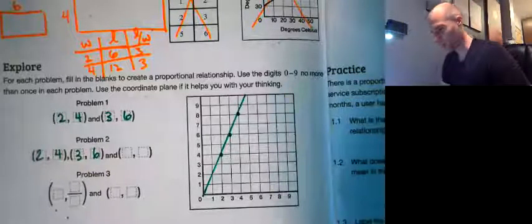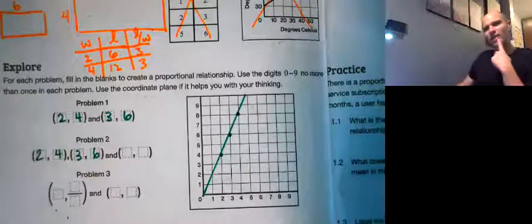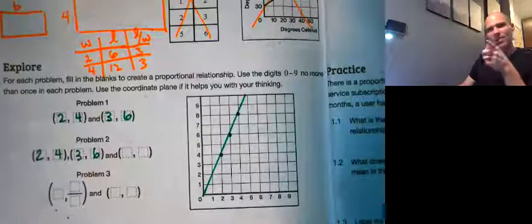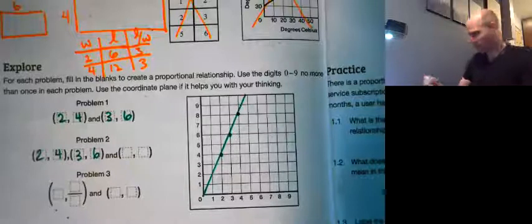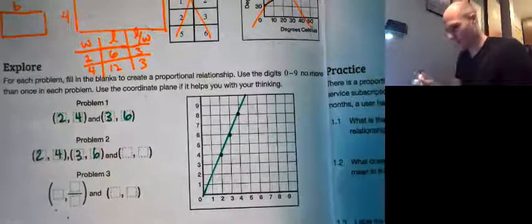Okay. I can't do 1, 2 because I already used that. Ooh, I might have to think about this for a second. What to do? Well, okay. Oh, I just drew on my wall on accident. All right. So back to the drawing board.